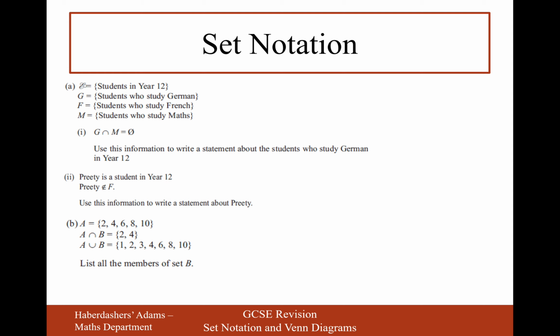Okay, so the first part: the universal set is all the students from year 12. G represents those who study German. F is the students who study French. M is those who study maths. G and M equals the null set. Use the information to write down a statement about the students who study German in year 12.